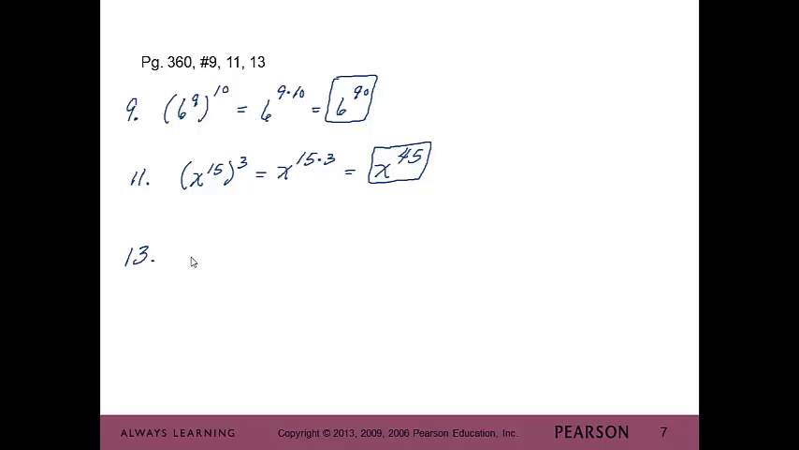And then number 13, we have negative 20 raised to the 3rd power, all raised to the 3rd power. So this time the base is the negative 20, and I know that because it's inside my parentheses, and on the outside is my 3rd power, or my exponent. So we're going to keep the negative 20, keep it inside parentheses, and then we're going to multiply the exponents together, so 3 times 3, and we get negative 20 raised to the 9th power.